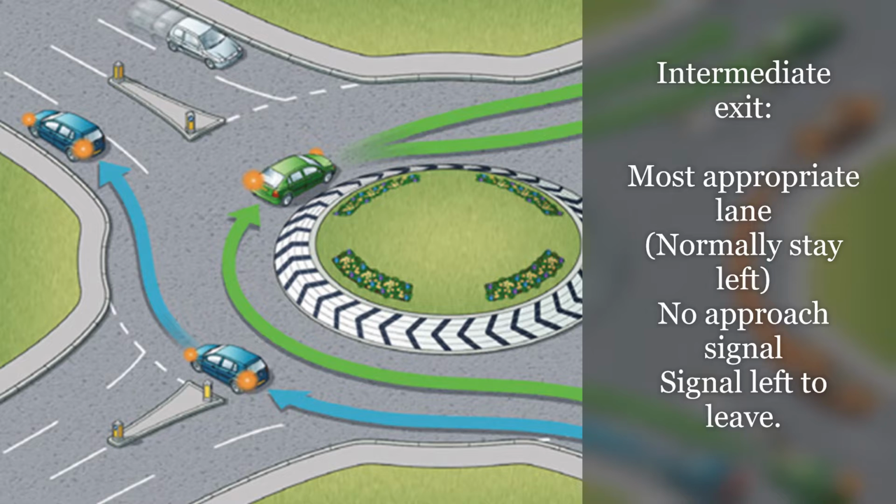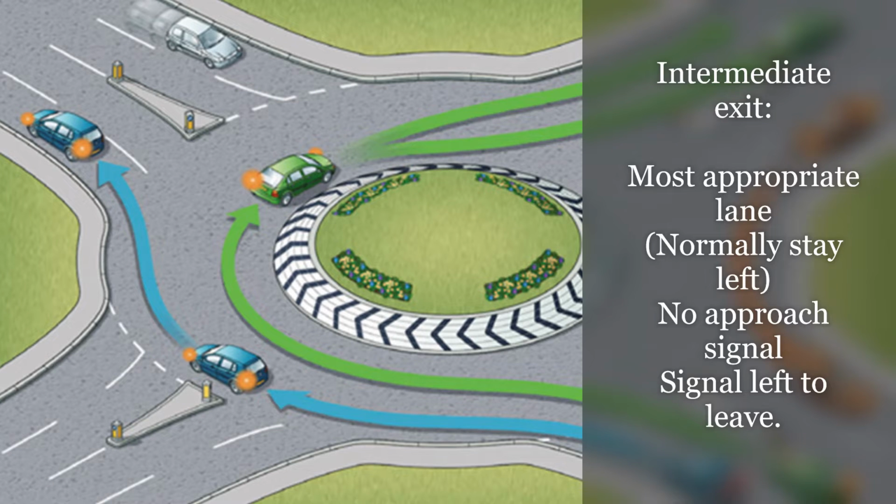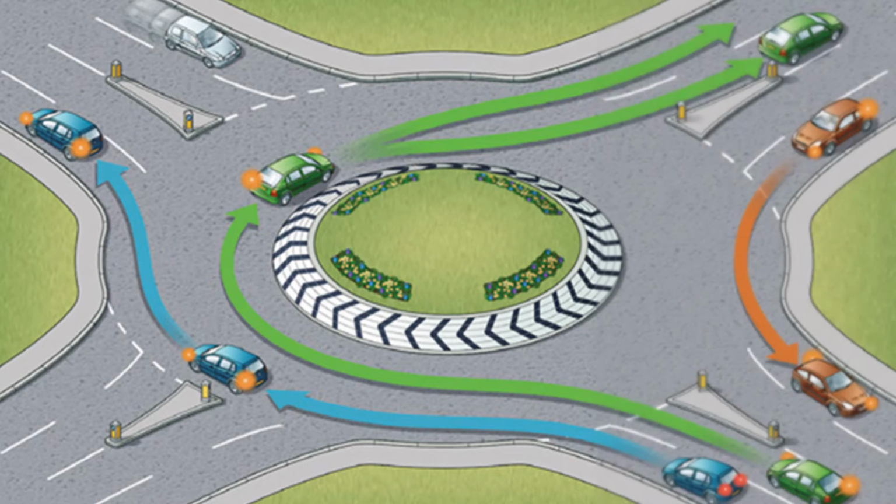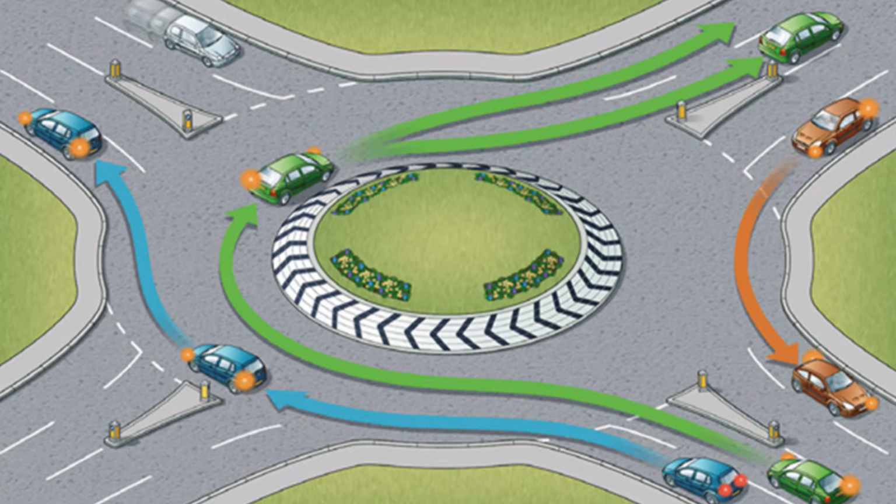When taking an intermediate exit, unless signs or markings indicate otherwise, select the most appropriate lane on the approach to the roundabout. You should normally not need to signal on approach. Stay in this lane until you need to alter course to exit the roundabout. Signal left after you have passed the exit before the one you want.